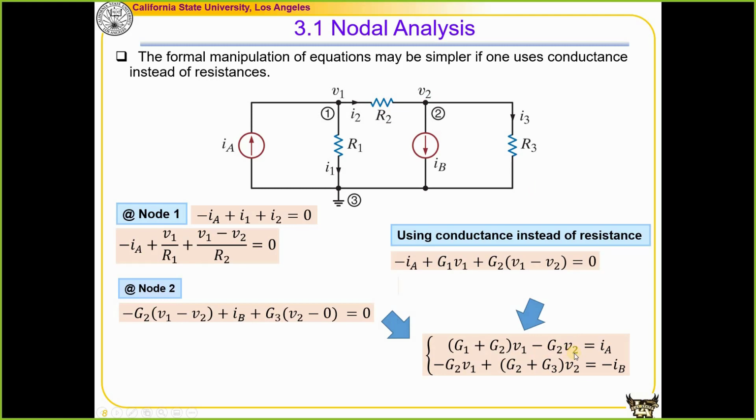If we look at the cross terms, the coefficient for V2 in the first equation is negative G2. And if we look at the coefficient for V1 in the second equation, it's also negative G2. If we look at the circuit diagram again, we notice that the coefficient for those two terms is the conductance of the resistor shared between the two nodes, with a negative sign.